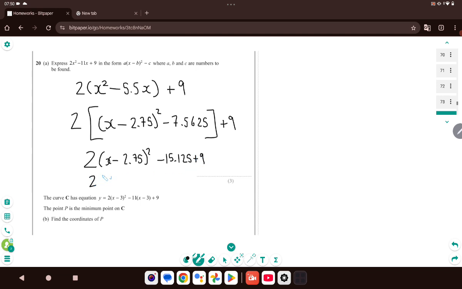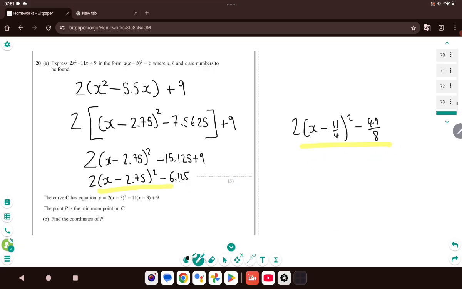Simplify. If you have this in fraction form, so either of these answers would do. Either this one or this one is fine.